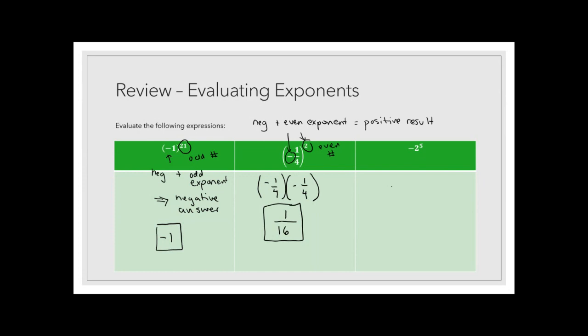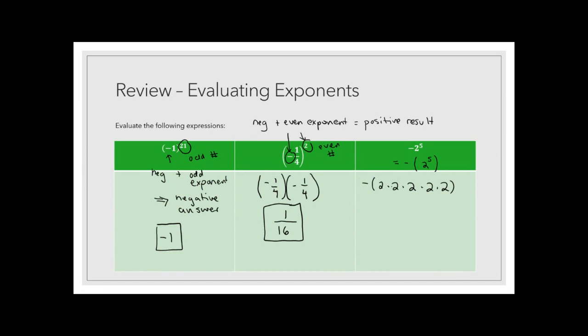Now, the third one we have -2 to the 5th. This is different from the first one because the -2 is not in parentheses. This is the same thing as if we had 2 to the 5th and then a negative outside there. So it's very different. You do the 2 to the 5th first and then you deal with the negative. So this would be a negative, and then you have 2 times 2 times 2 times 2 times 2. We've got 5 of them multiplied together.